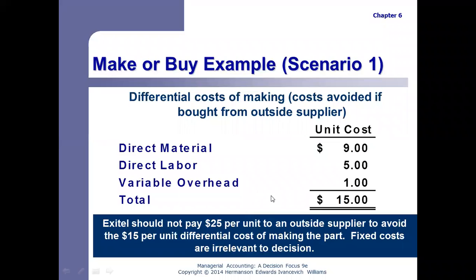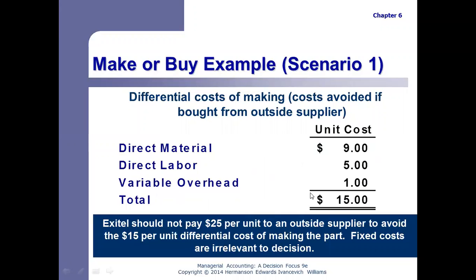So the only costs that we have to consider are our variable costs. In our case, the variable costs are the $9 direct material, $5 direct labor, and $1 variable overhead costs. Total variable cost, $15. That $15 is the only thing that's going to change because, as we said, the fixed overhead is not going to change.